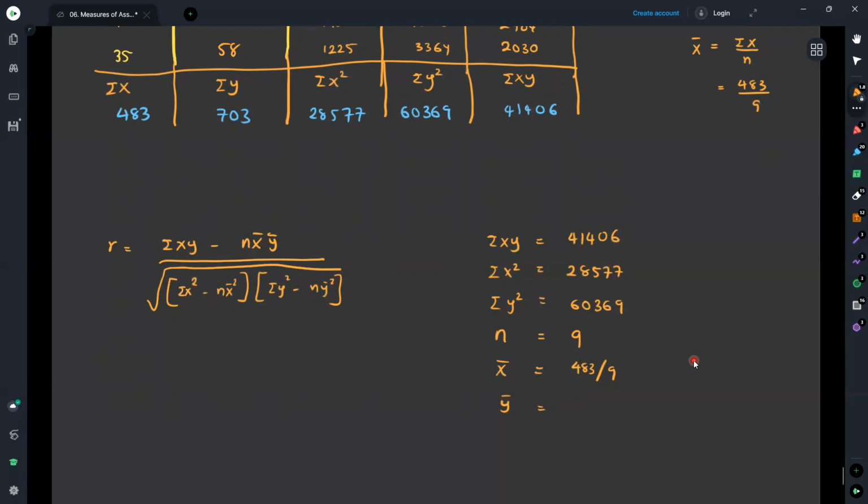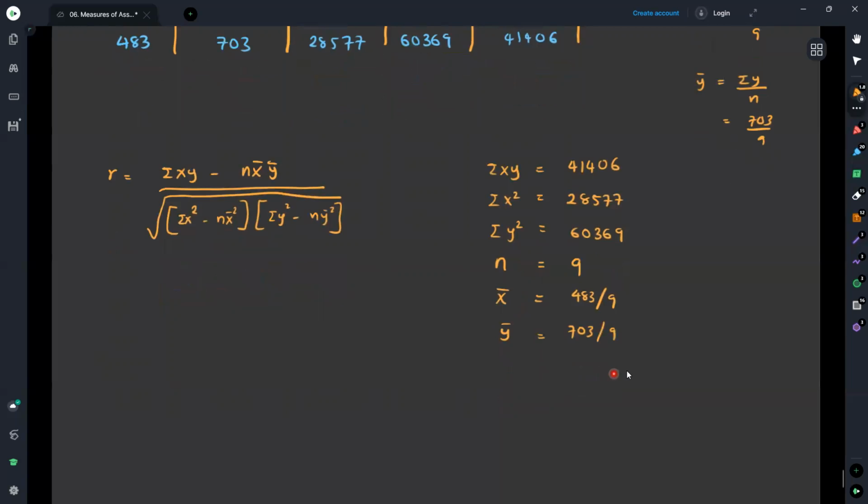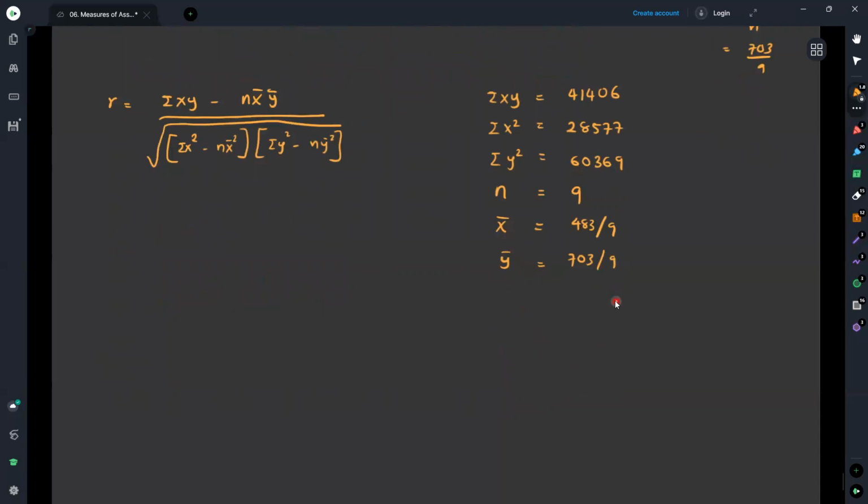Then y bar can be obtained using the equation: y bar is summation of y over n. Then we get it as 703 over 9. Therefore, we get the value of y bar in this way.